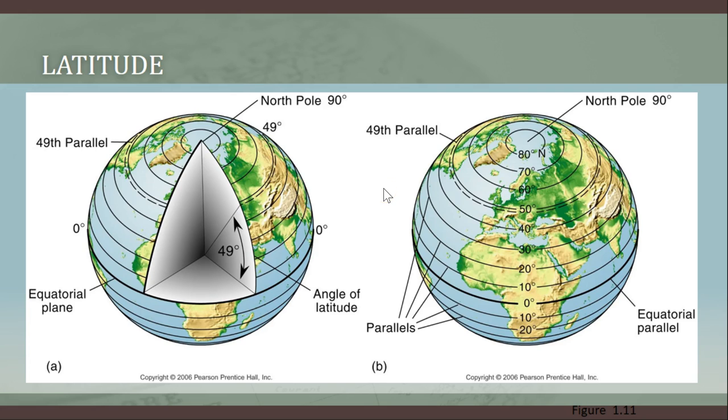So let's talk about latitude. These are the lines of parallel. We start at the equator, and then we go north to 90 degrees, and we go south to 90 degrees.